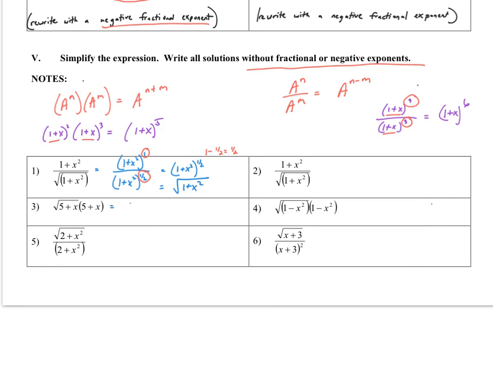In number 3, we have 5 plus x to the 1/2 power times 5 plus x to the 1st power. Same base. We have to add exponents. 1 plus 1/2 is 3/2. So that means our final answer is same base, 5 plus x to the 3/2. But we have to rewrite it without a fractional exponent. So that's the square root of 5 plus x cubed.